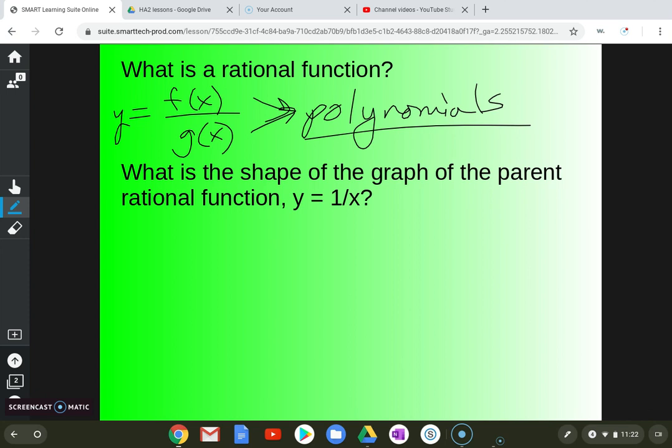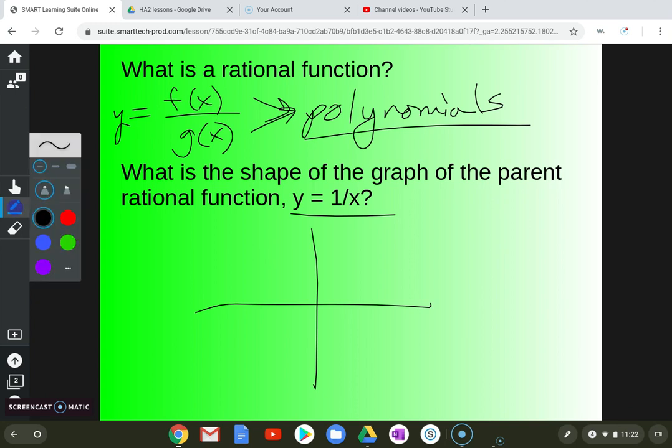Now, the parent rational function is y equals 1 over x. So 1, believe it or not, is a polynomial. Remember, it's just a constant function, but that's okay. Still considered a polynomial. X is that first degree polynomial. So 1 over x is the parent function for all rational functions.